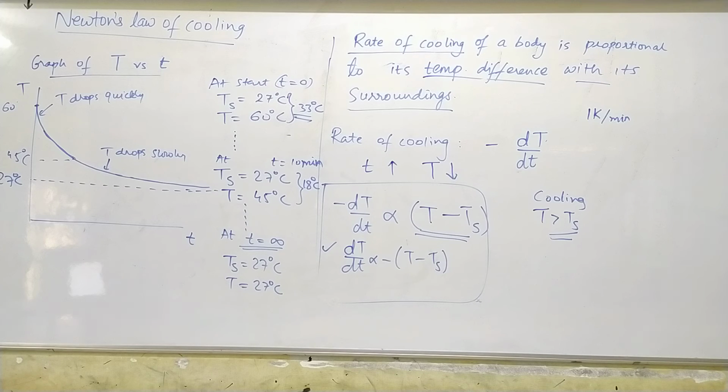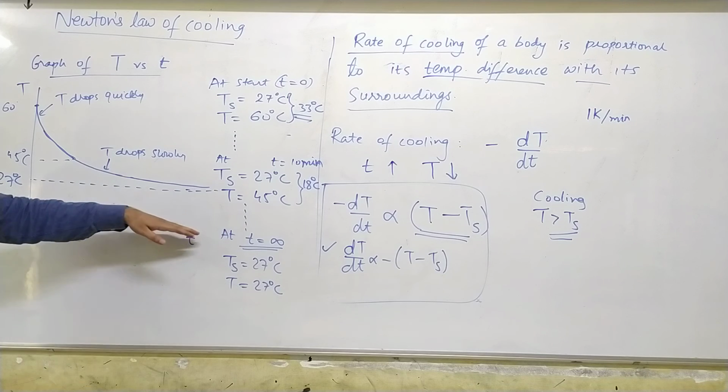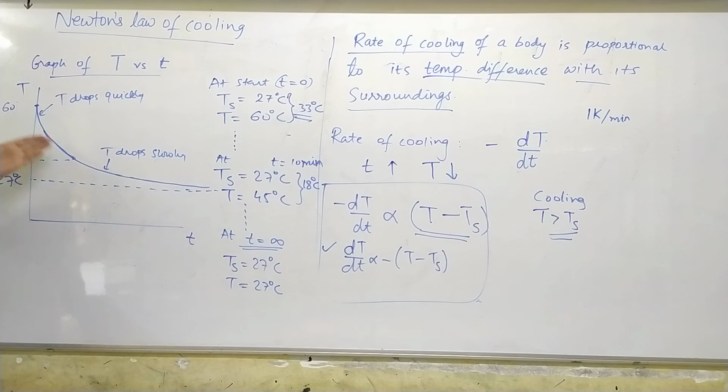Okay, shall we proceed to solving a question? Yes, at infinity means after a very long time, the temperature of the body and surrounding will become the same. Obviously, gradually it cools down and down. But the temperature will not go below room temperature or below the surrounding temperature. It just touches the value of the surrounding temperature. Again, these numbers are just for example. These could be anything. Okay, so that's the graph.